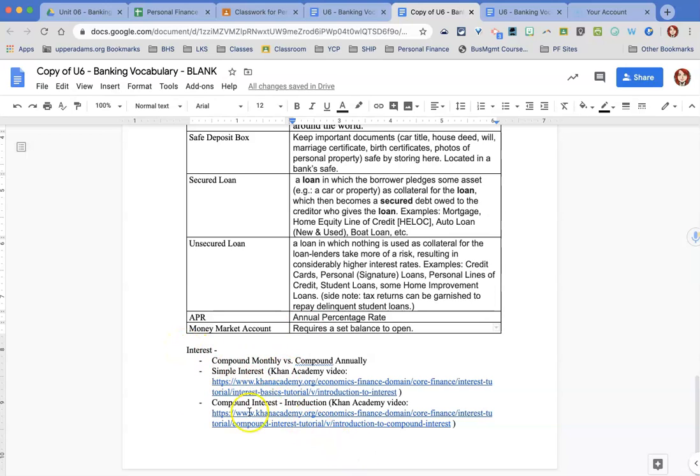So I've got some links down here that talk about interest. What the heck is compounding monthly versus compounding annually? As far as simple interest, there's a good Khan Academy video that explains what simple interest is here, and an explanation for compound interest, again from Khan Academy, is here. They're both introductory, so they don't get real deep into what these kinds of interest are, but they will give you a good overview, a good first-level understanding of what simple versus compound interest is.